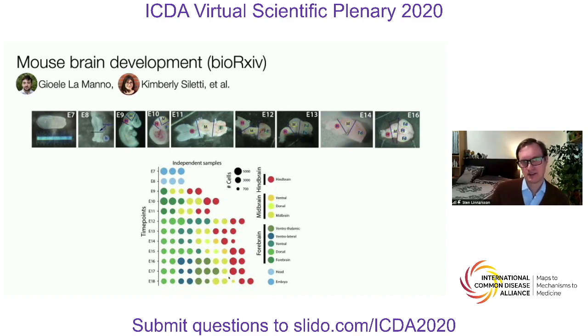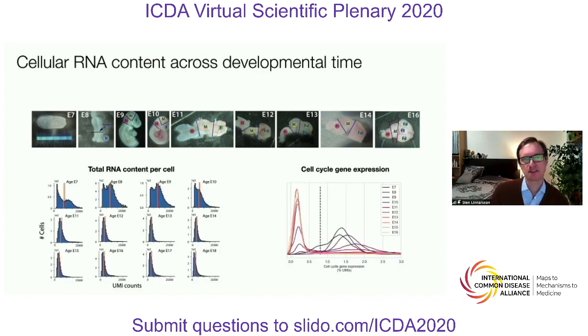Now, with such a data set, you can start to ask questions about temporal aspects of development. One interesting observation was that the total RNA content of the cell actually changes over time. So in early time points, you have a large population of cells that have a high content of RNA, so the total number of RNA molecules. This population gradually disappears as the brain matures. And we think this is largely driven by cell cycle.